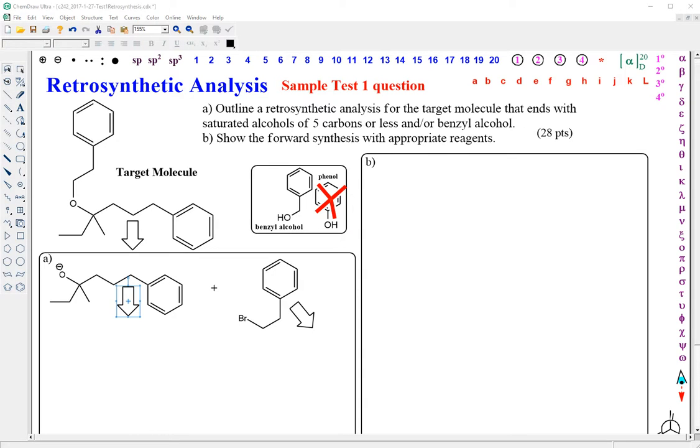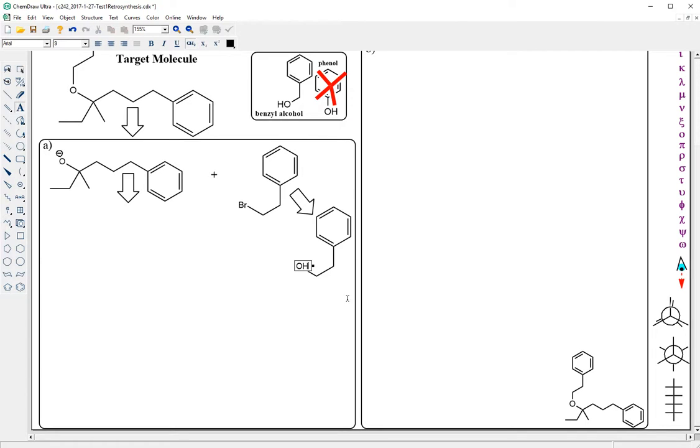This creates a new retrosynthetic analysis. Where does that come from? Where does that come from? Let's do the easier one, the one on the right side. Alkyl bromides come from alcohols. Now the question is, how did benzyl alcohol gain a new carbon?